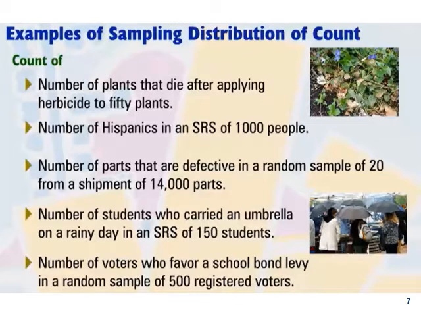So here are a few examples. First is the number of plants that die after applying herbicide to 50 plants. Number of Hispanics in an SRS of 1000 people. Number of parts that are defective in a random sample of 20 from a shipment of 14,000 parts. Number of students who carried an umbrella on a rainy day in an SRS of 150 students. And the number of voters who favor a school bond levy in a random sample of 500 registered voters.